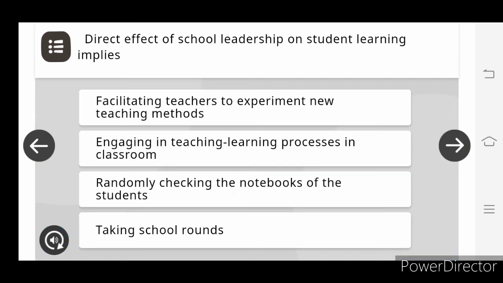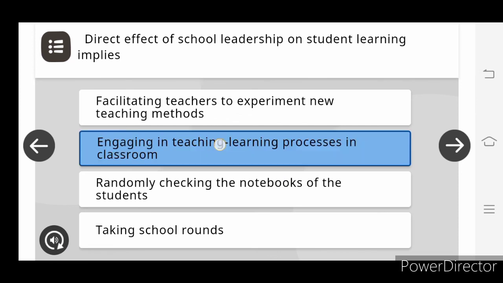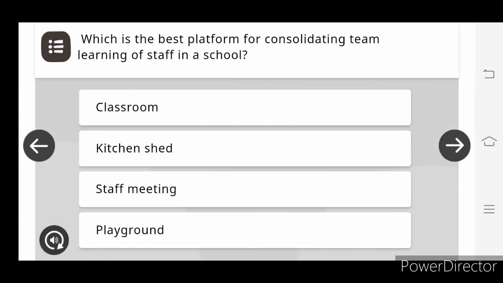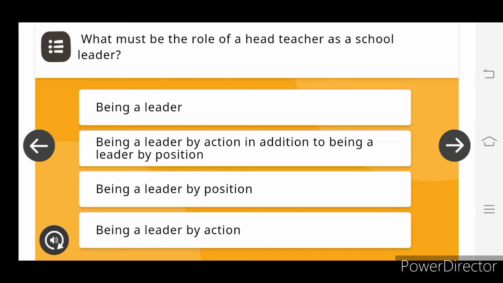Next question: the direct effect of school leadership on students' learning implies facilitating teachers to experiment with new teaching methods, engaging in teaching learning processes in classrooms, randomly checking the notebooks of the students, taking school rounds. So here engaging in the teaching learning processes in classroom is the right option. Which is the best platform for consolidating the team learning of the staff in a school? Classroom, kitchen shed, staff meeting, playground. So staff meeting.